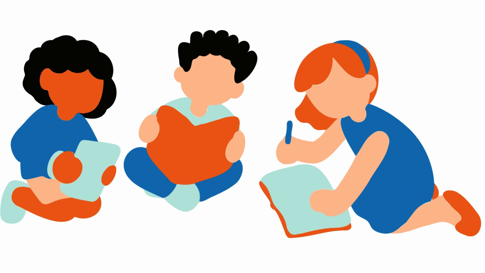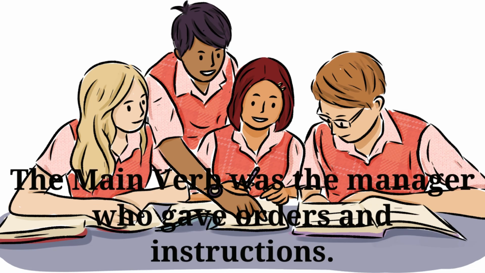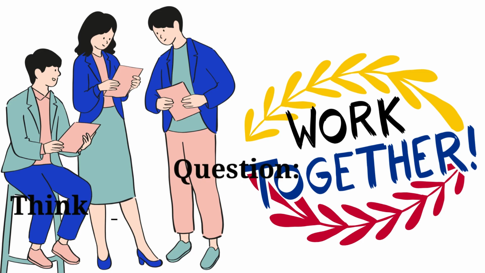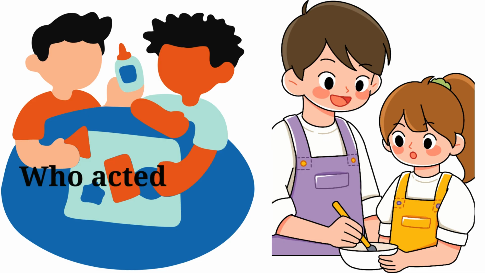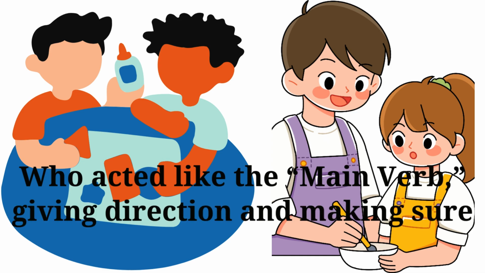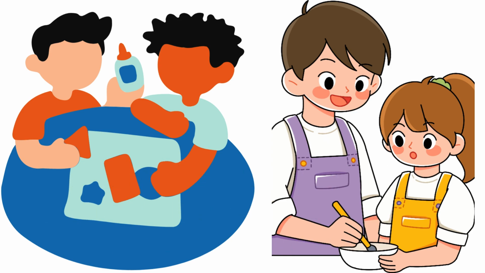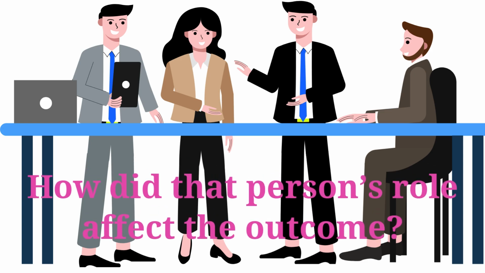In the Verb Factory, the main verb was the manager who gave orders and instructions. Question: think about a time when you were part of a group project at school or home. Who acted like the main verb, giving direction and making sure the task was done? How did that person's role affect the outcome?